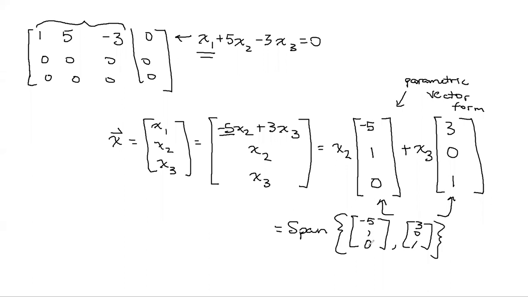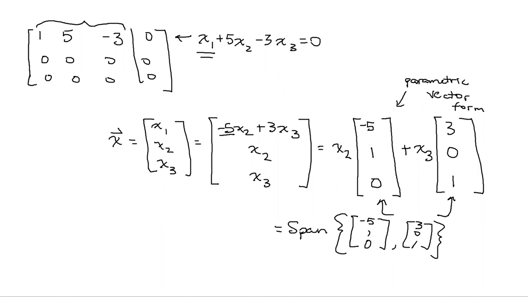And geometrically, what does that look like? It means that our solution set is going to be anything in the plane that is defined by these two vectors. You'll notice that the solution set for this example is two-dimensional, it's a plane, whereas the solution set for the previous example was one-dimensional, it was a line.